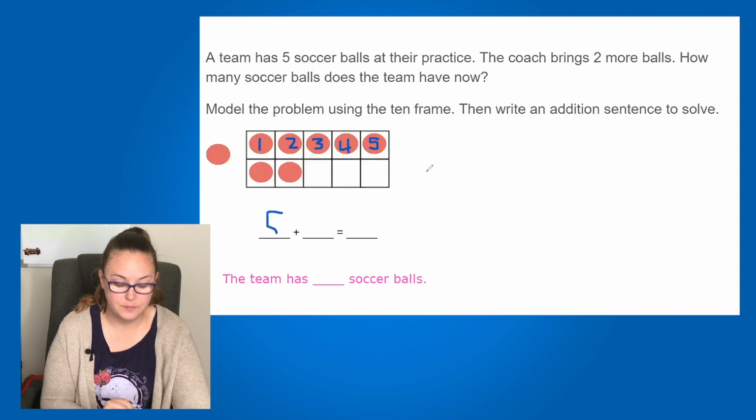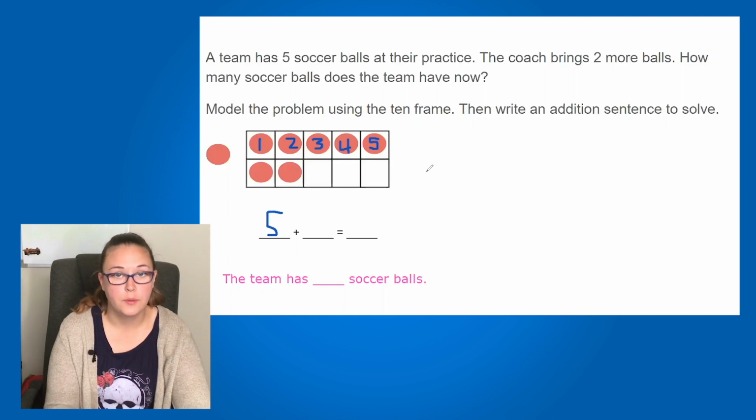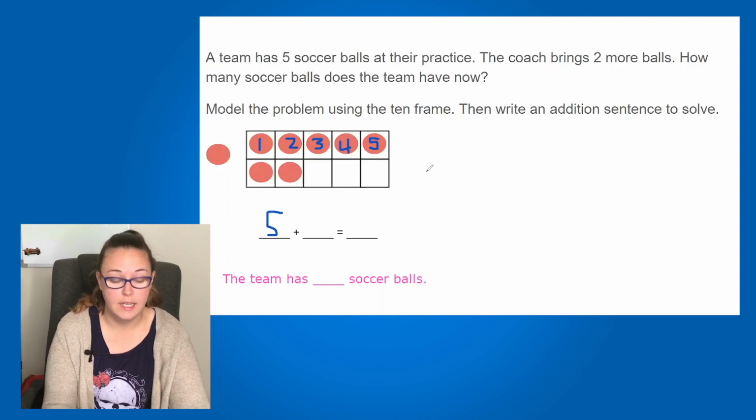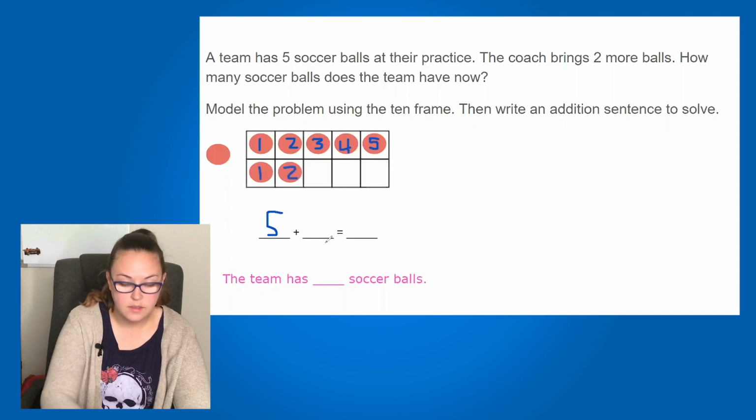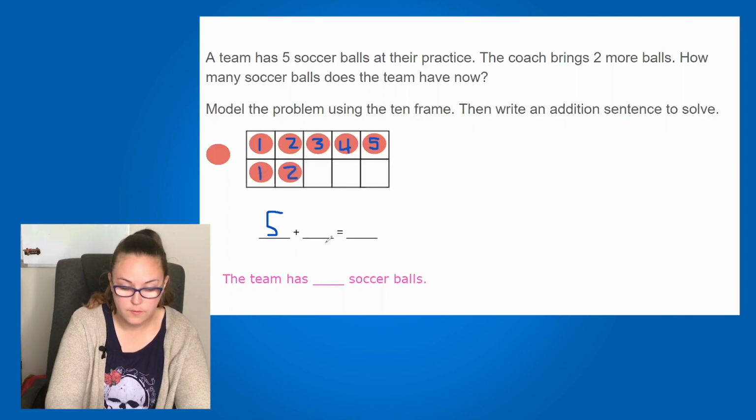5 counters. Now we have to count the number of red counters in the second row. How many are in the second row? 1, 2. So I'm going to add that to my number sentence. 5 plus 2. Now I'm going to do some erasing.